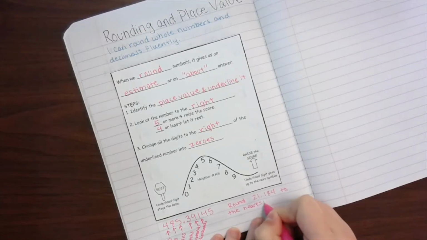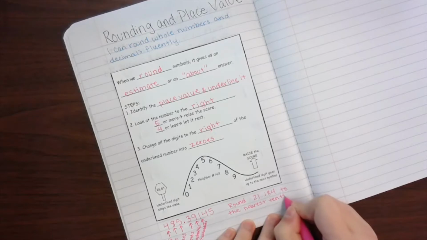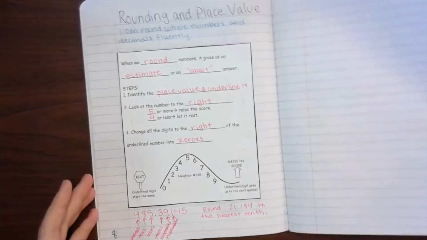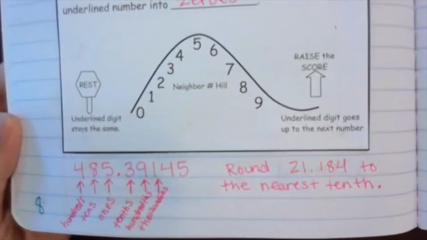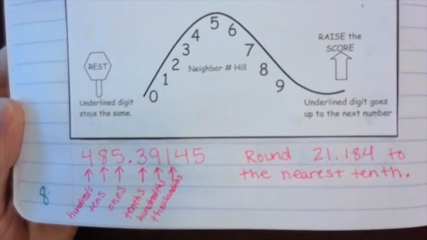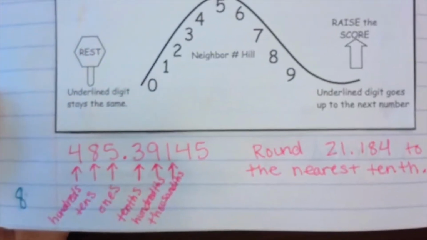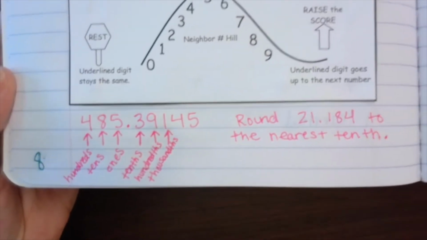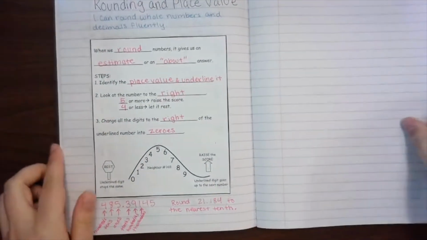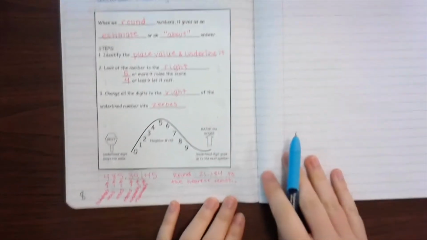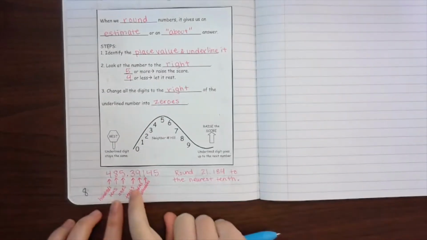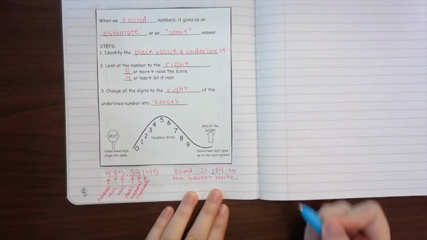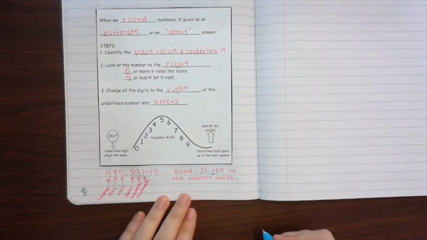If we were to round 21.184 to the nearest tenth, we would follow our 3 steps. First, identify the place value and underline it. It's asking for rounding to the nearest tenth. The number 1 to the right of the decimal point is the tenths place, so we would underline this.